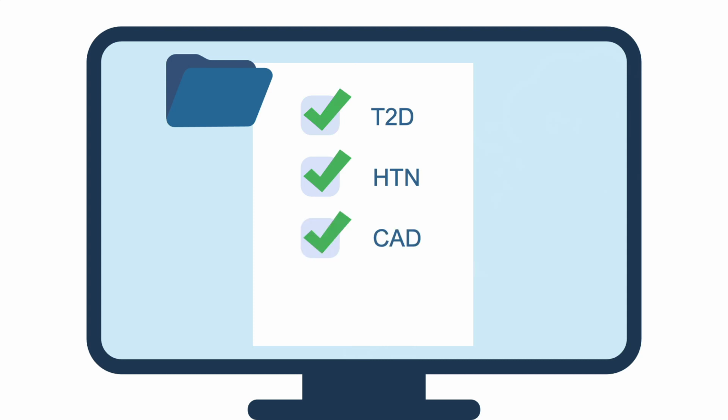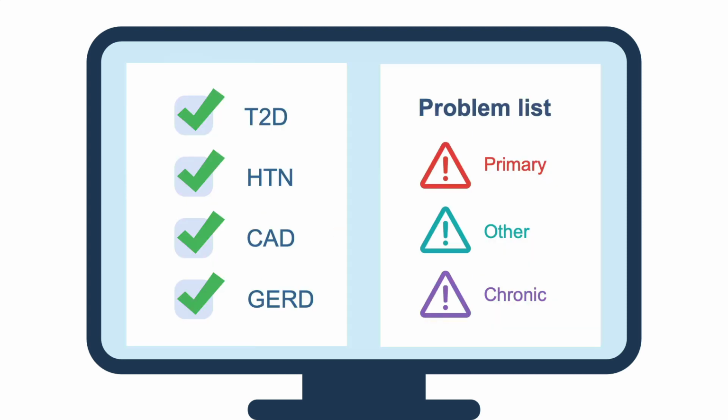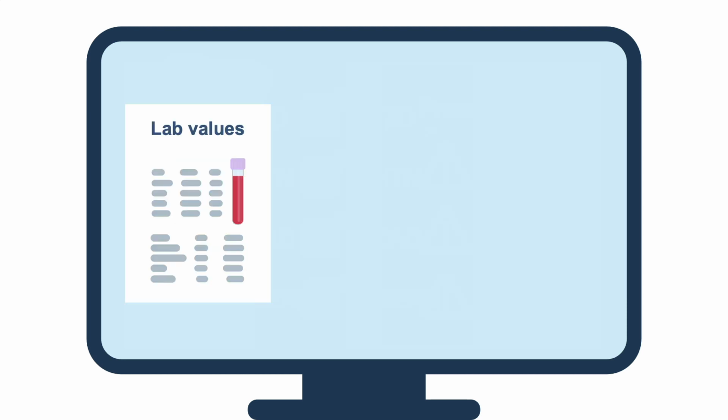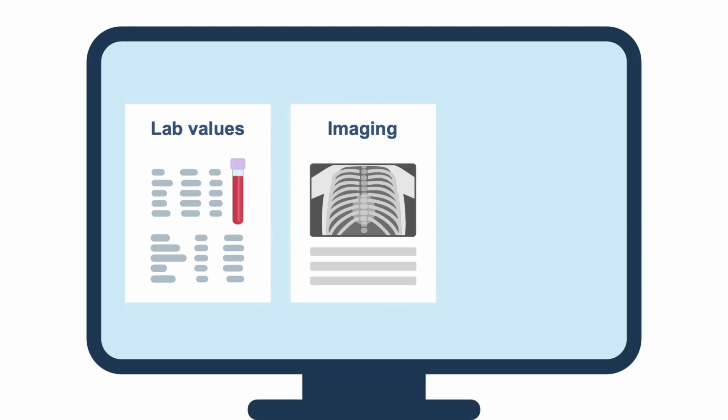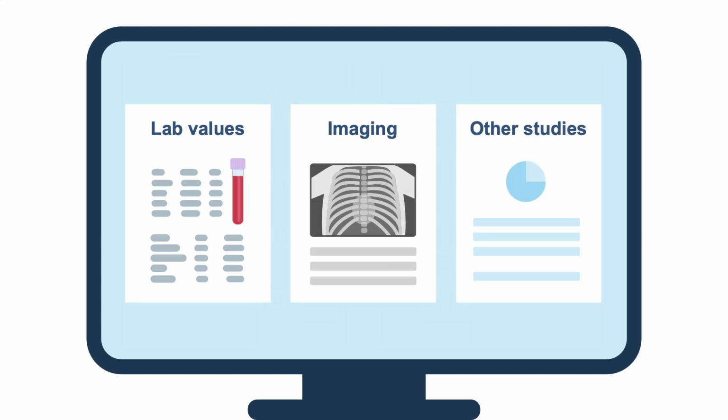Returning to our example, we look through our patient's chart and find a documented history of type 2 diabetes, hypertension, coronary artery disease, and gastroesophageal reflux disease. After verifying these are correct, we should include these diagnoses within the patient's chronic problems in the problem list. Our third resource will be results from labs, imaging, and other studies. If you find additional clinically significant problems in these sections, you should add them to your problem list.